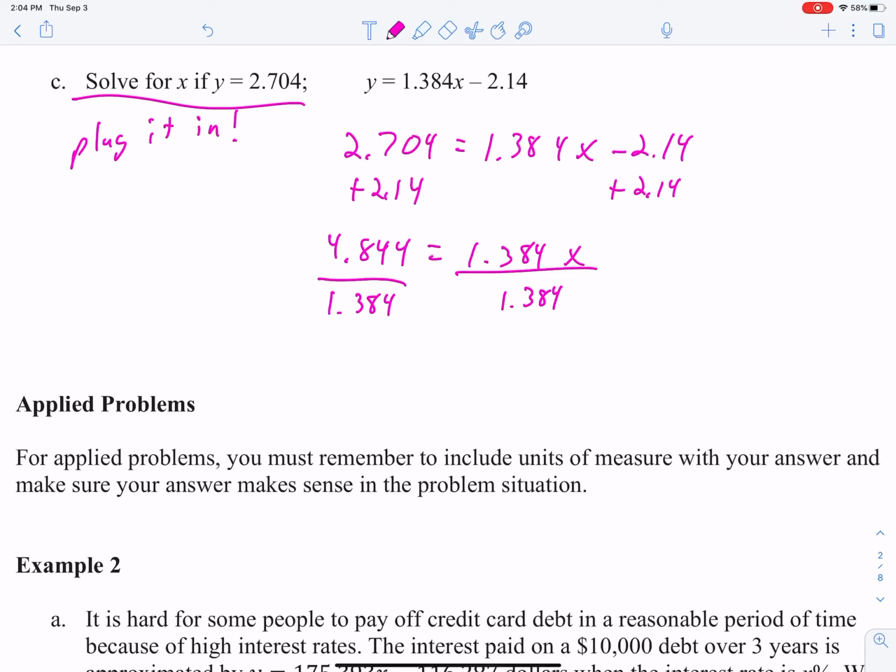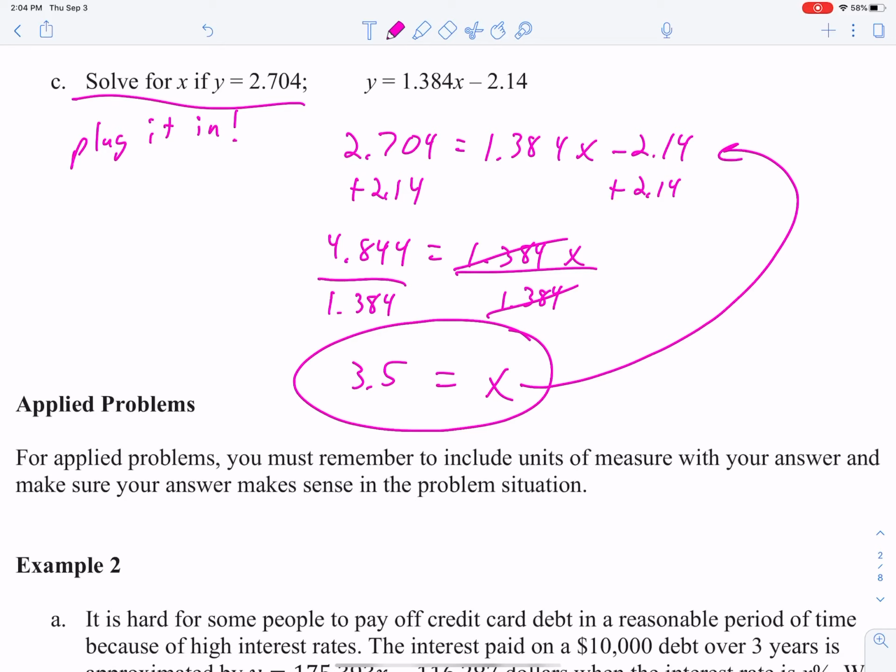So that reduces away. So we get x equals, so let me do this on my calculator, divided by 1.384, and the answer is 3.5. And again, you can check that by plugging in for x in the original problem.